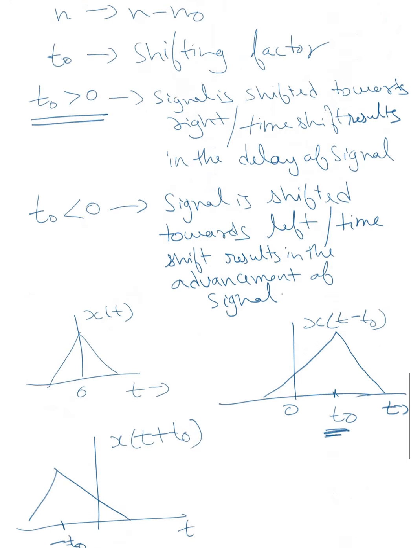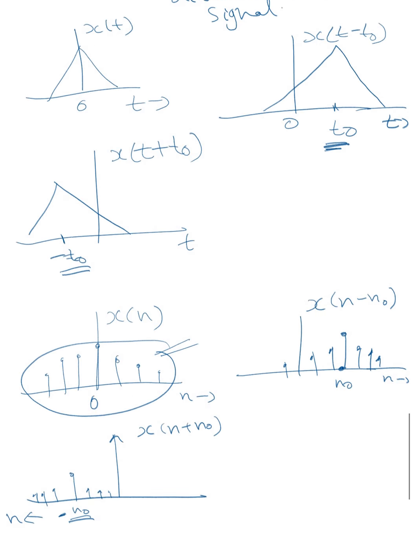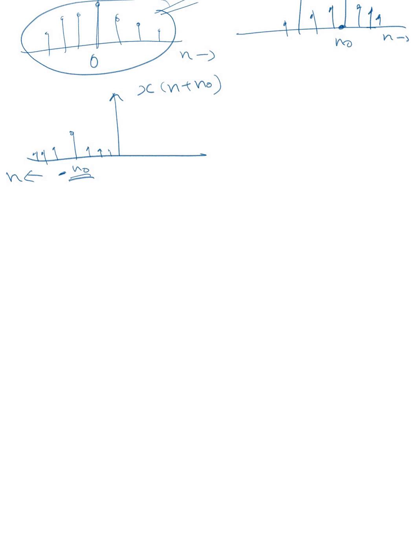So this is the first type of operation, which is the time shifting operation, in which the independent variable time t is replaced by t minus t naught, or the discrete time variable n is replaced by n minus n naught, and depending on the polarity of the shifting factor, that is t naught and n naught, the signal is shifted towards right or left on the time domain axis. Moving on to the next type of operation, that is your time scaling operation. Second one is time scaling.